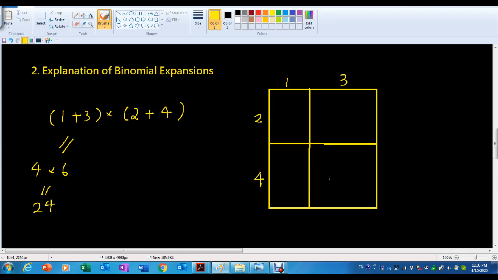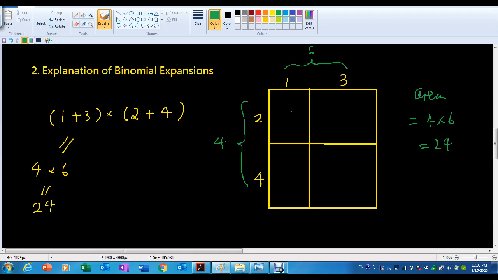So we know that the length of the rectangle will be 2 plus 4, that's 6, and the width of that rectangle is 4. So basically the area will be 4 times 6 equals 24, right? Just like what we have done before. You add all the parts of the length and all the parts of the width, and then multiply together, you get the area.